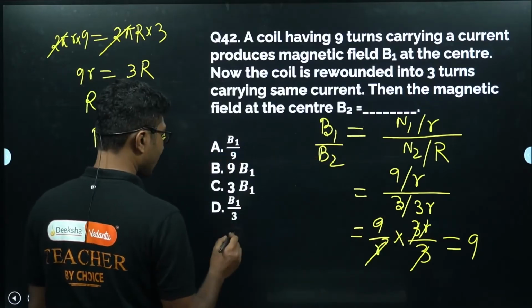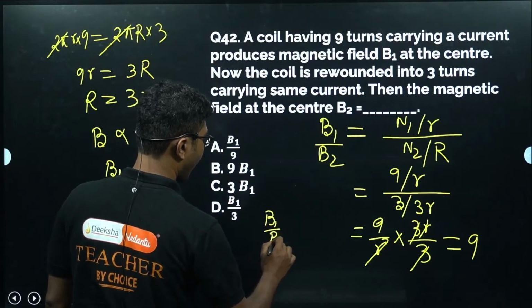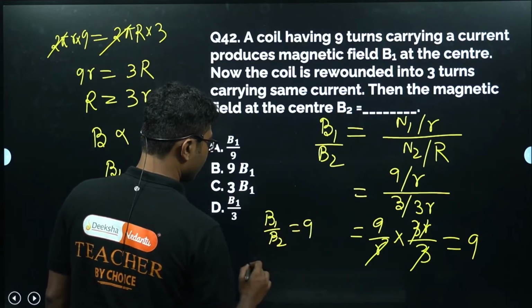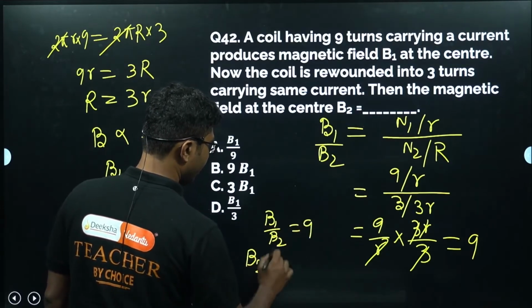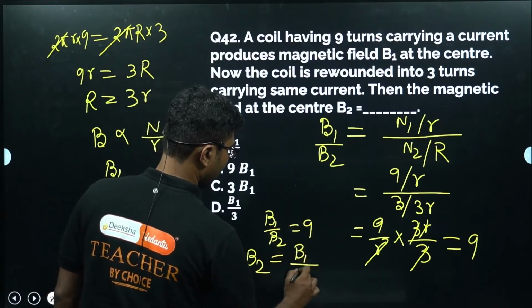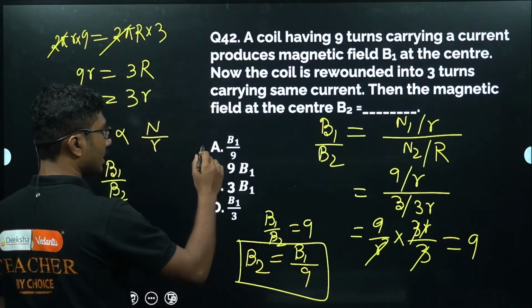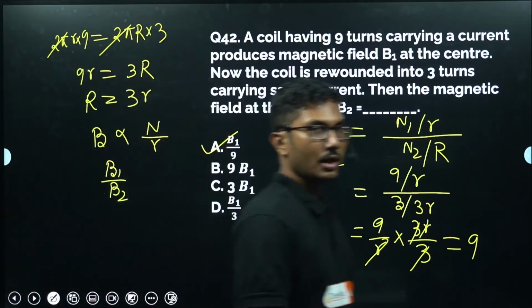Now you have to find B2. So B1 by B2 is 9. So B2 will be, this B2 will go up, this 9 will come down, so B1 by 9. This is the answer. What is the correct answer? Correct answer is option A.